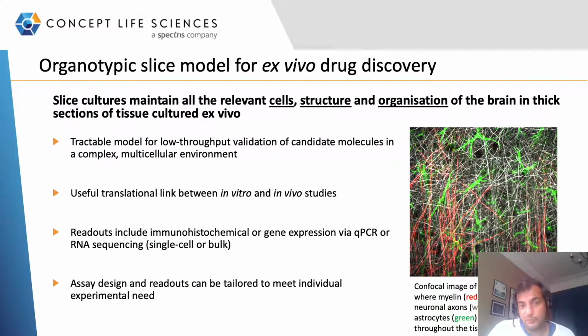The main advantage of the system is really that it maintains all the relevant cells in their appropriate structure and organization, so providing that form and function of the brain, but remaining quite tractable and easy to manipulate. The complexity of the system renders it unsuitable for high throughput programs, but for low throughput validation of target or candidate molecules, it's a very useful translational link between those really quite simple in vitro studies with dissociated cells and the far more complex full in vivo studies.